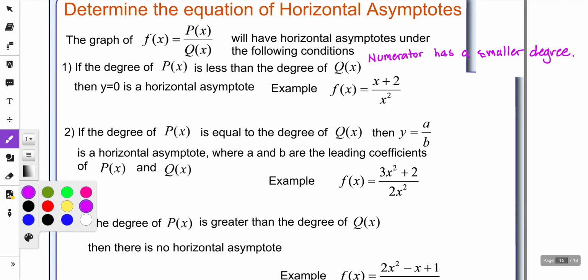Cool. If the numerator has a smaller degree, it's nice and simple. Your horizontal asymptote is at y equals 0, or the x-axis. That's what we would have seen last year. We always had functions with smaller degrees on the top versus the bottom. Every once in a while we didn't, but we just didn't let you graph those ones. So you never saw that it actually moved.